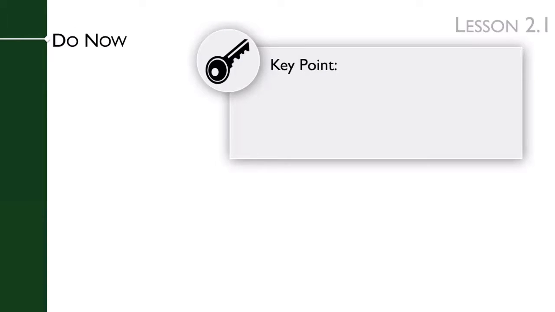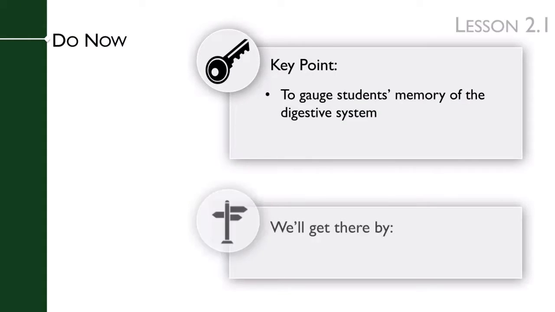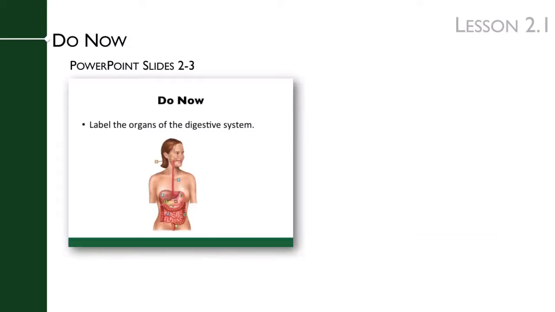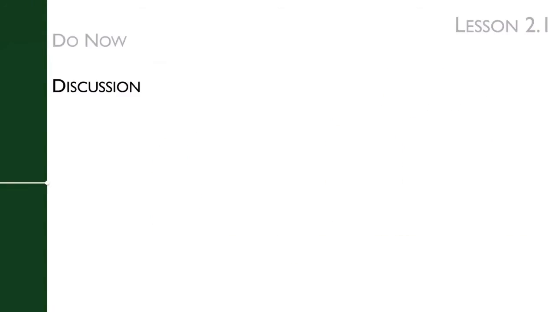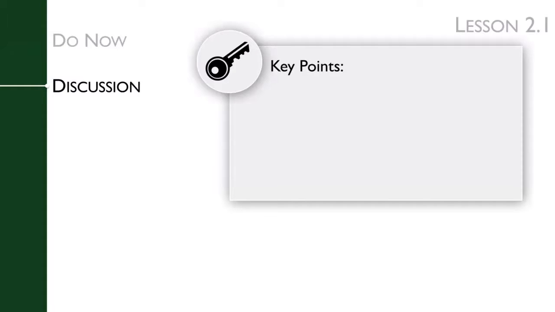The key point of the lesson's do now is to gauge students' memory of the digestive system. We'll get there by asking students to label the organs of the digestive system on their worksheet. The do now is a simple formative assessment that may help you determine how long to spend on this lesson's content. The key points of this lesson's discussion are the anatomy and basic physiology of the digestive system.